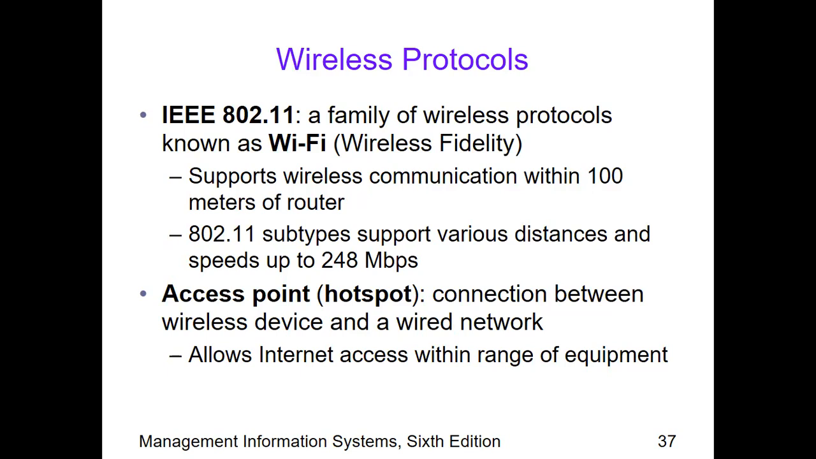It supports wireless communication within 100 meters of the router, and 802.11 subtypes support various distances and speeds up to 248 Mbps, megabits per second. A hotspot is also nice, wherein this is an area where people can easily gain access to a network, or the network is basically stronger or the strongest in that area compared with the others. This is a connection between a wireless device and a wired network. For example, we have our phones, which we can use to access the network.